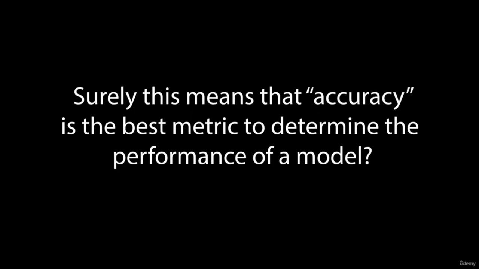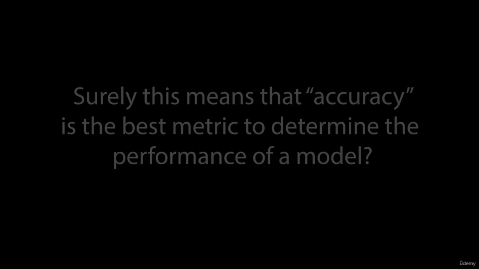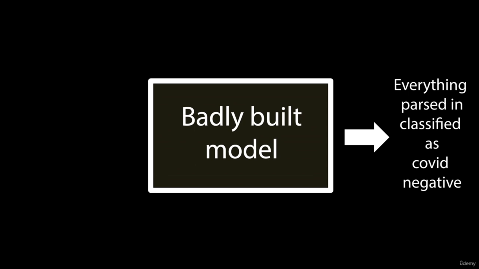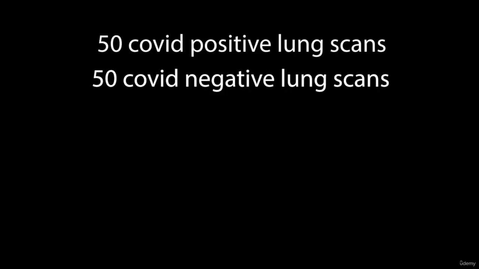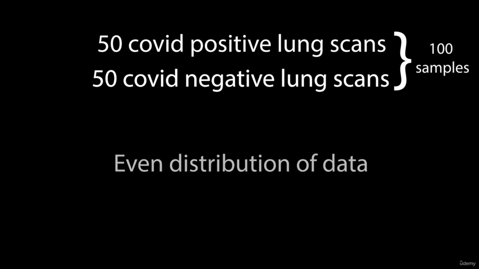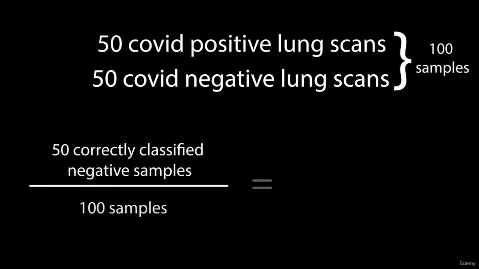Surely this means that accuracy is the best metric to determine the performance of a model? Well, actually, this isn't the case. Let's say I had a classification model for lung scans that was so badly built or trained that it would only classify lung scans as COVID-19 negative, regardless of whether the lung scan was positive or negative. If I had 50 positive lung scans and 50 negative lung scans, which is an even distribution of data, and then tested the model's accuracy on the lung scans, I would correctly predict 50 out of the 100 lung scans, which would show my model to be 50% accurate.